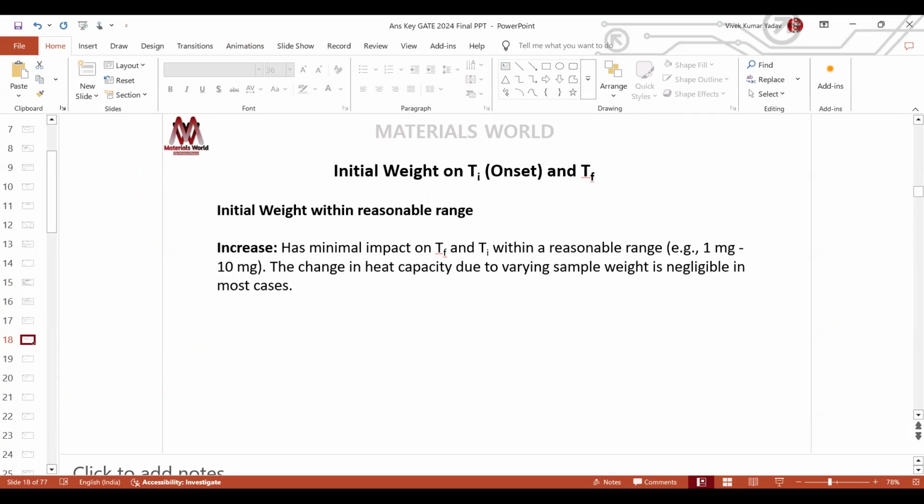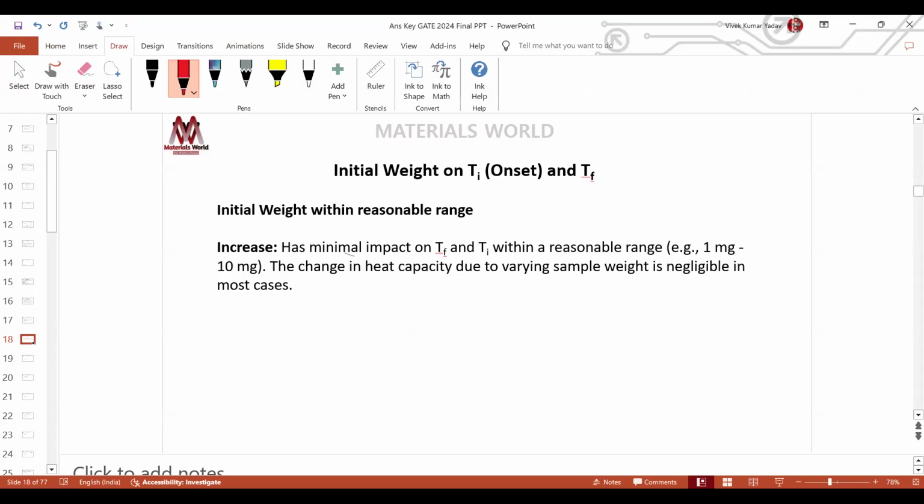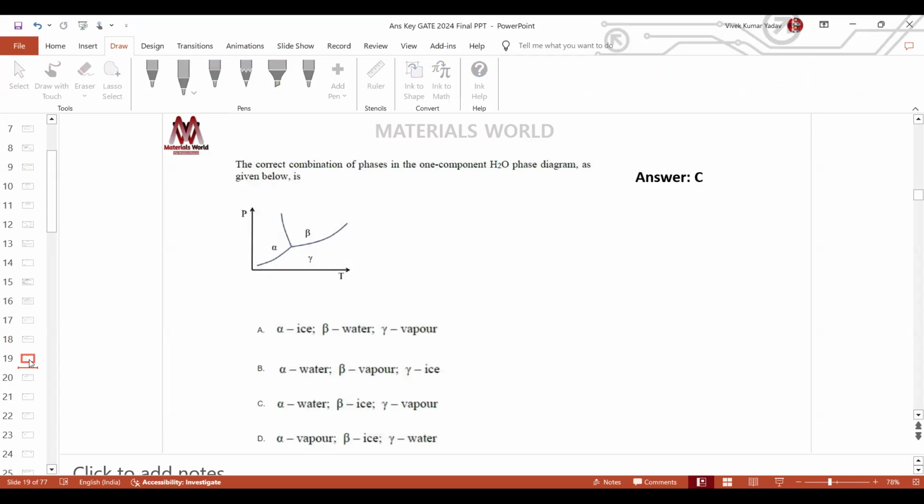Now the initial weight is within a reasonable range. Okay, so very minimal effect, because it depends on the crucible. So that's all. I hope you understand. So in short, what is the net effect?